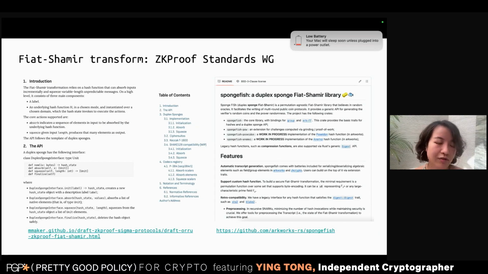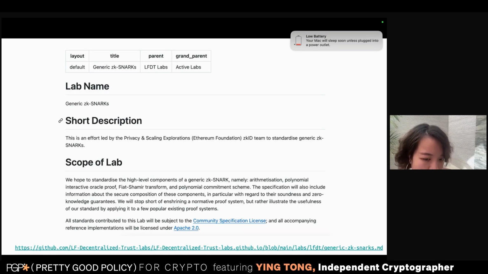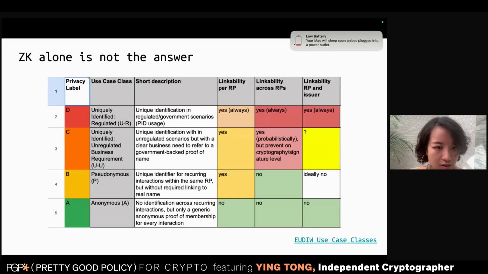The last sort of effort that is crucial here is standards. So making sure that these schemes fulfill the security requirements and privacy requirements needed to make them work. So we're working with the Linux Foundation Decentralized Trust Labs to set up a standardization lab for generic ZK SNARKs. And I've put the link here. We're having an online meetup on January 14th. So please reach out if you're interested in learning more about standards for ZK SNARKs.